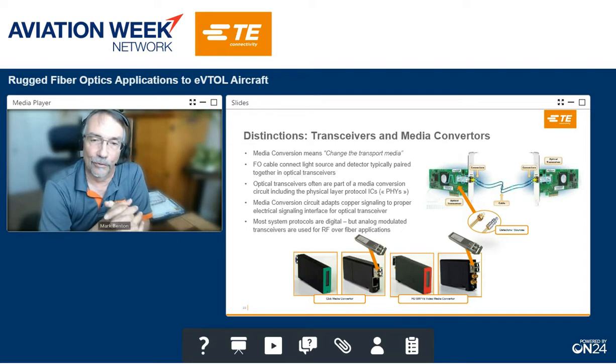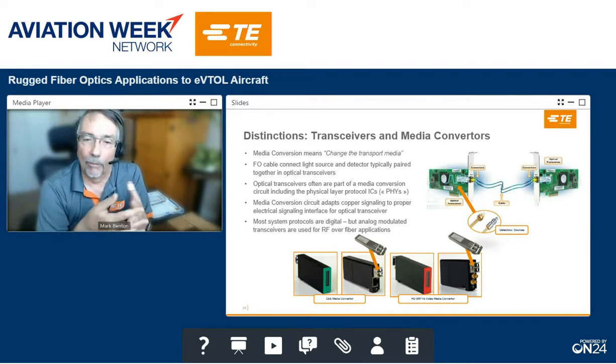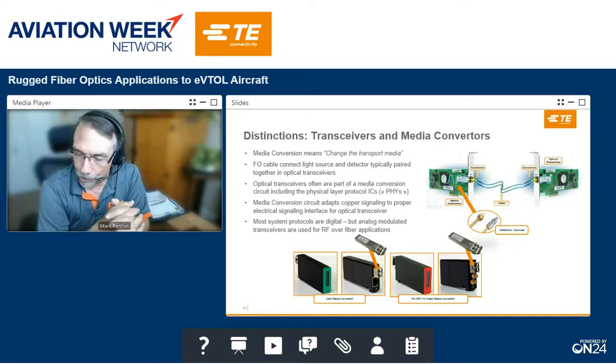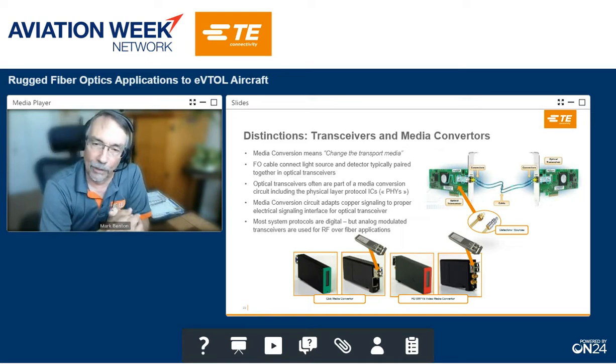You convert electrical signals to optical signals. You can see in the image here a fiber optic transceiver installed on a card that might be plugged into a PC or a processor. Internal to those, there are little detectors and light sources that do the actual conversion from light to electricity on the receive side and from electricity to light on the transmit side.